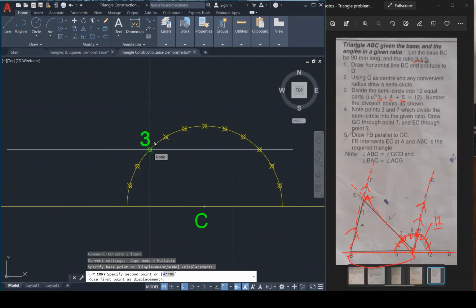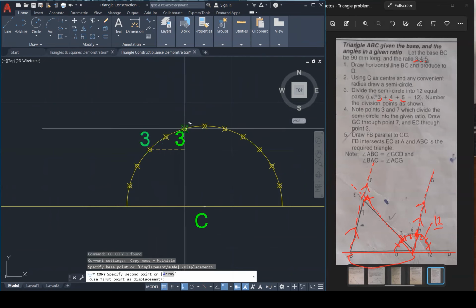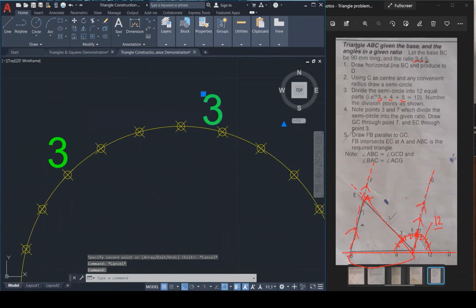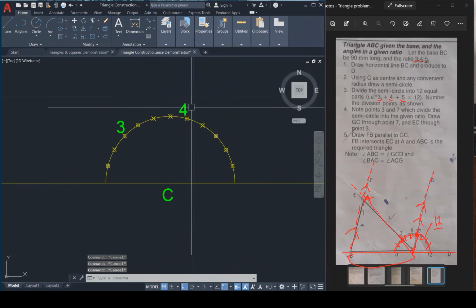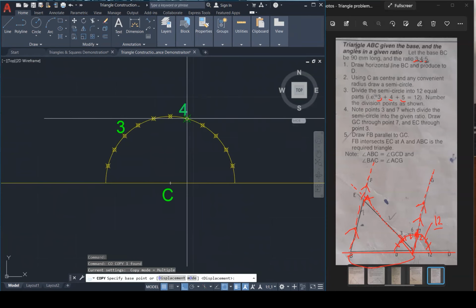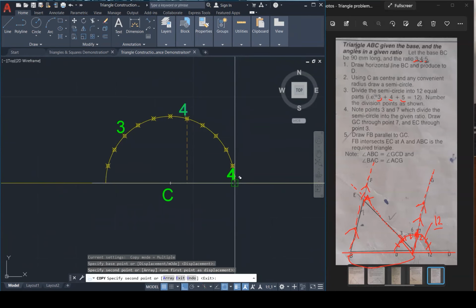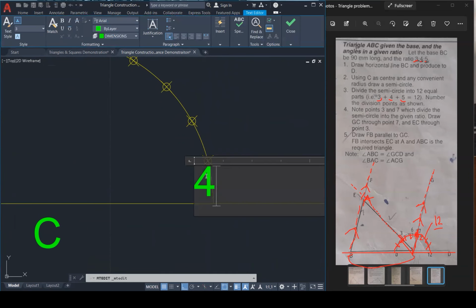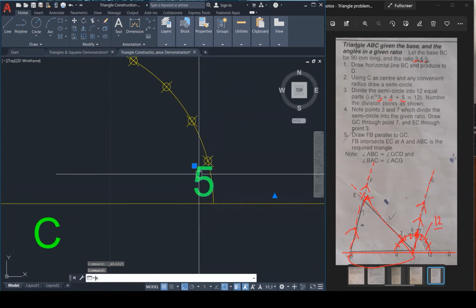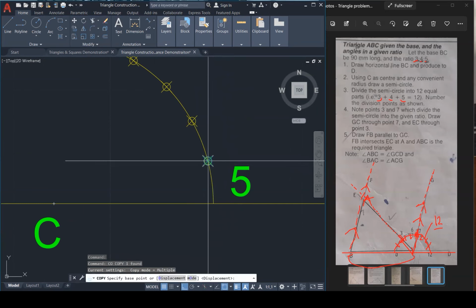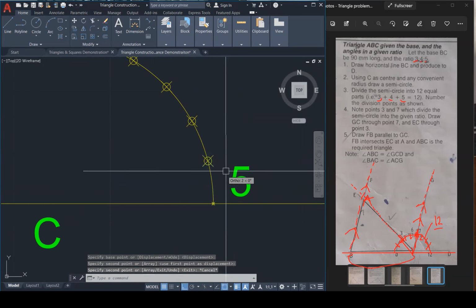And the next one that I need is 4. So that is 1, 2, 3, 4. Right. So this is 4. Right. And then the last one that I need is 5. 1, 2, 3, 4, 5. So 5 gets a spot. And 5 is division.